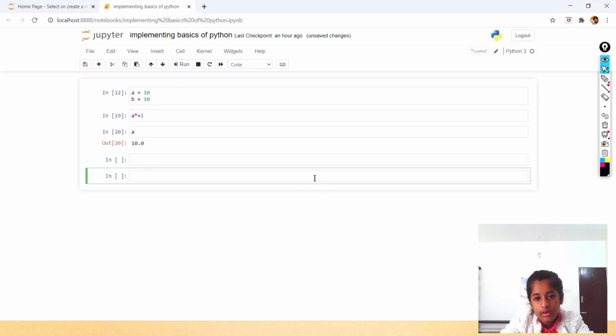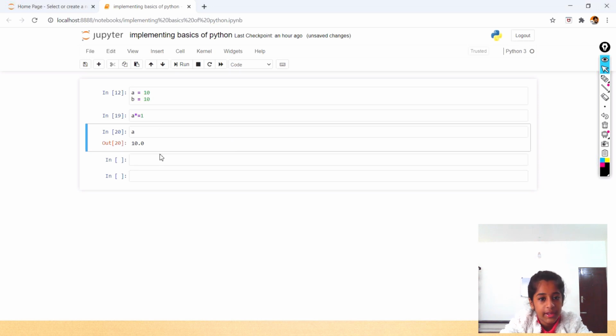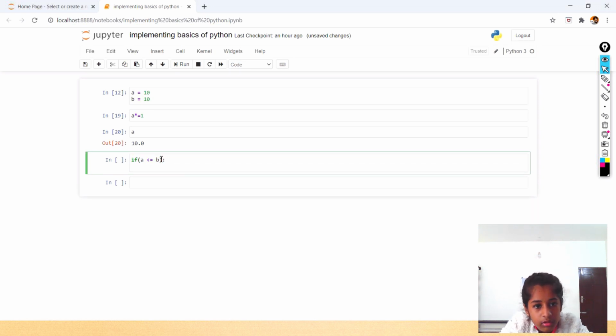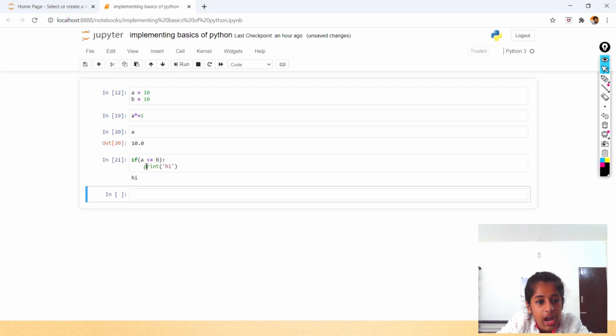So now we know what our assignment operator is. Let's come to the comparison operators. Let's create an if condition and let's say A is smaller than or equal to B. Then let's print out, just say hi. Let's run this. We're going to say hi because A is equal to B.